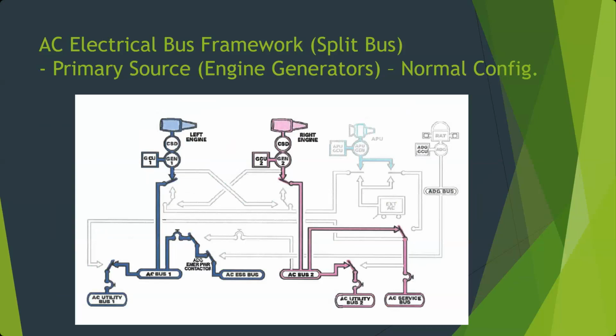There's a definite split down the middle between the left and right side. So here's where that split bus comes through. This is normal in-flight configuration. Both engines are working, everything is fine, plane's cruising along, pilots are drinking coffee, taking naps, watching movies on their iPad, right?